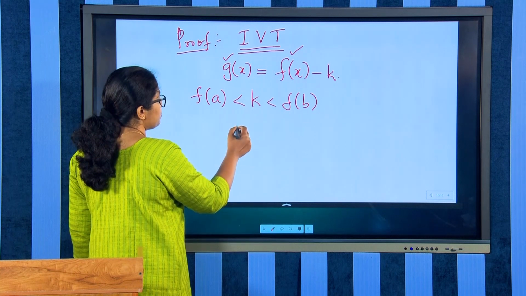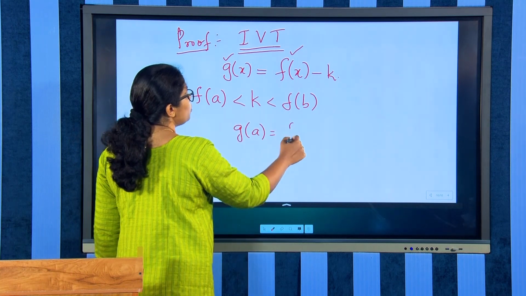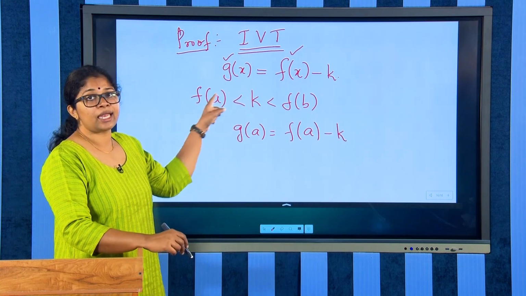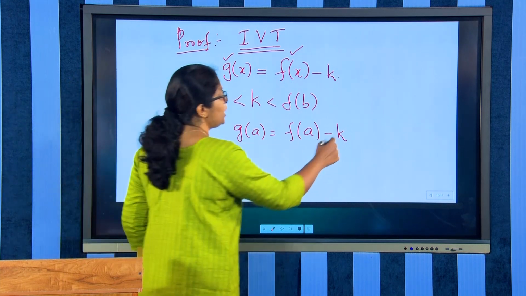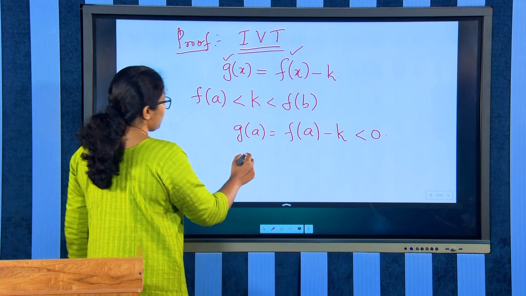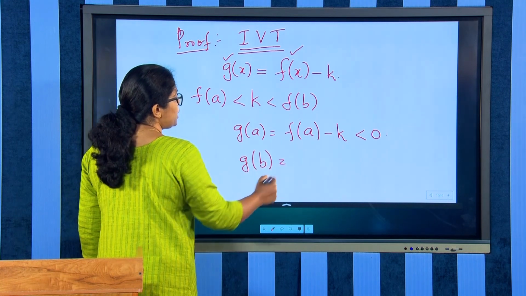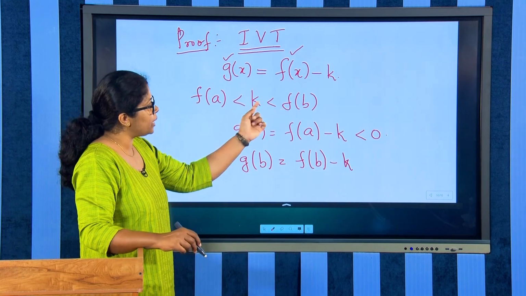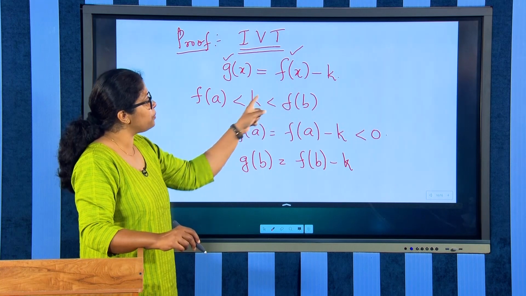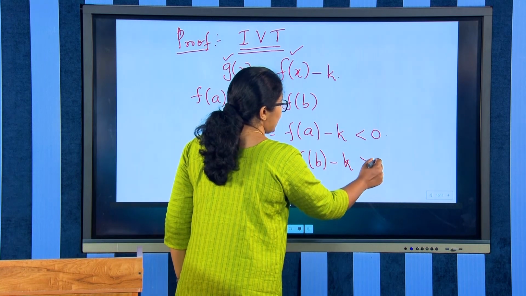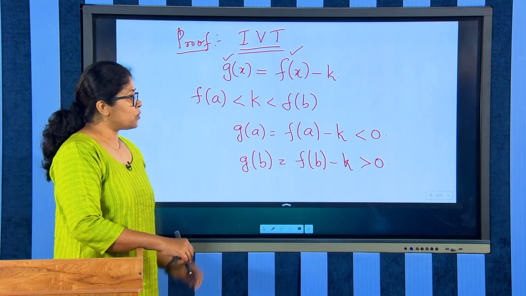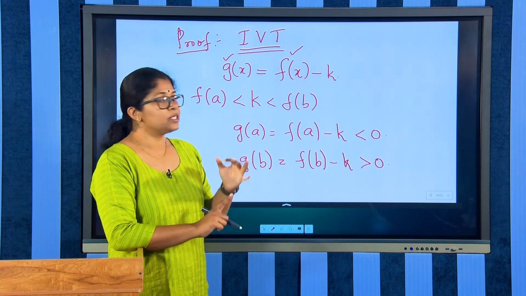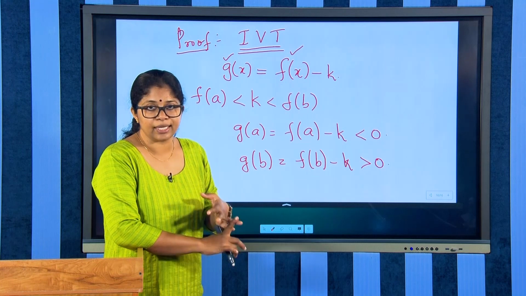So g is a continuous function, and what is g of a? g of a is equal to f of a minus k, and because k is greater than f of a, f of a minus k will be less than 0. And what about g of b? g of b is equal to f of b minus k, and because of the given condition k is less than f of b, f of b minus k will be definitely greater than 0. So we have satisfied all the conditions of the location of roots theorem, namely g is continuous, g of a is less than 0 and g of b is greater than 0.